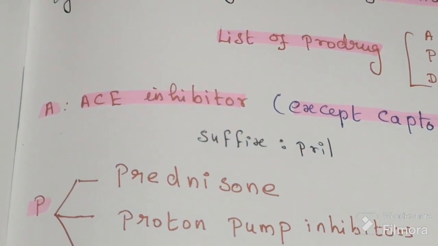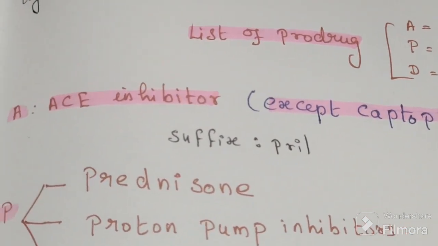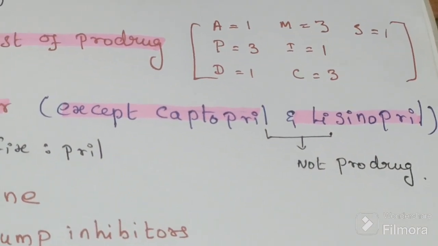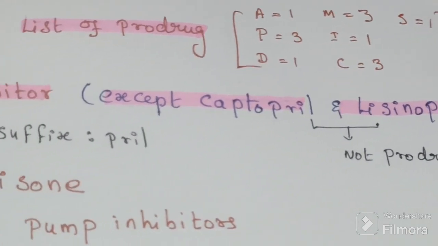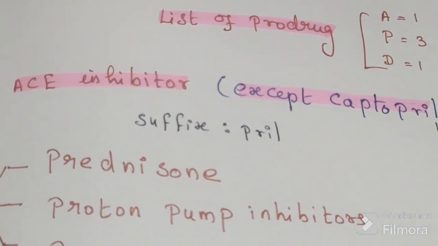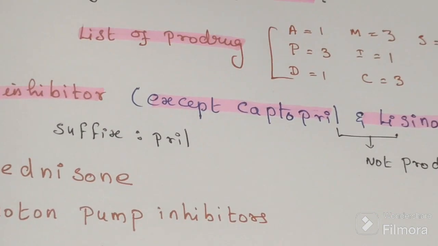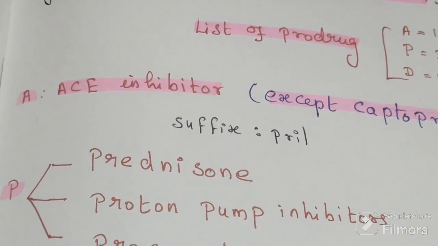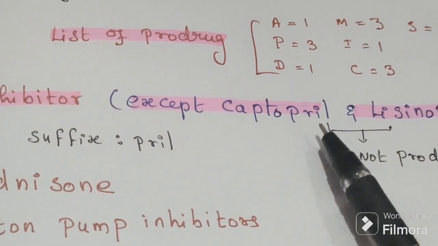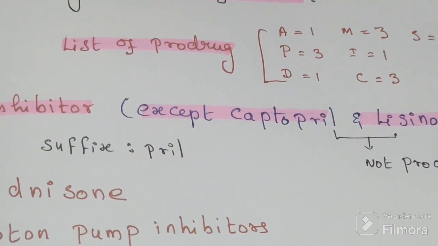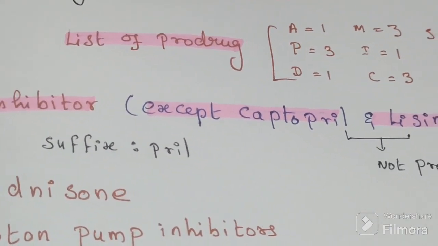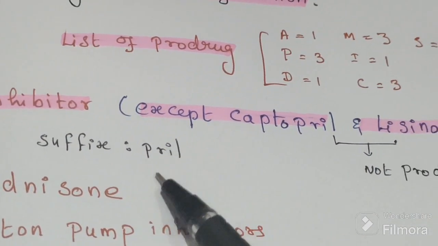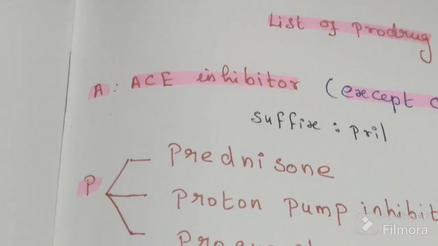So A stands for ACE inhibitors, except captopril and lisinopril. Captopril and lisinopril do not come under prodrugs. What are ACE inhibitors? All the drugs which have the suffix pril. Captopril and lisinopril also have the suffix, but these two are not prodrugs. Remaining all drugs ending with pril, which are ACE inhibitors, are prodrugs.